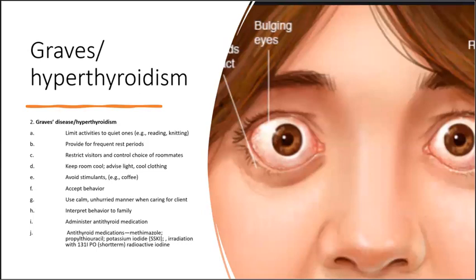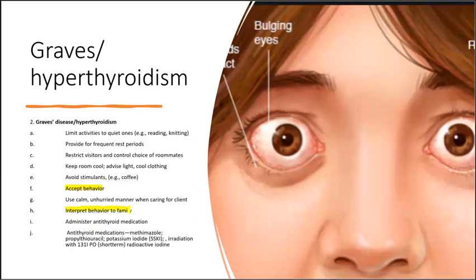And again, don't be judgmental. Accept the client's behavior. Remember, it's the disease process. Use a calm, unhurried manner when caring for clients. Again, interpret the behavior to the family so they understand why their relation is acting the way it is.